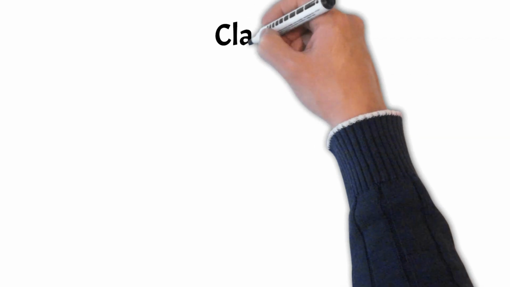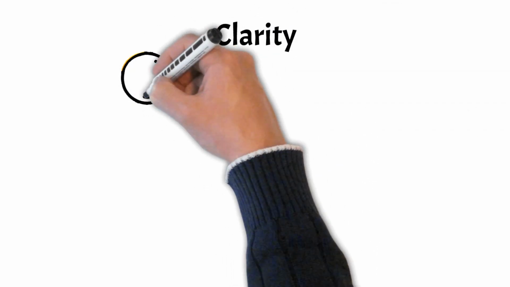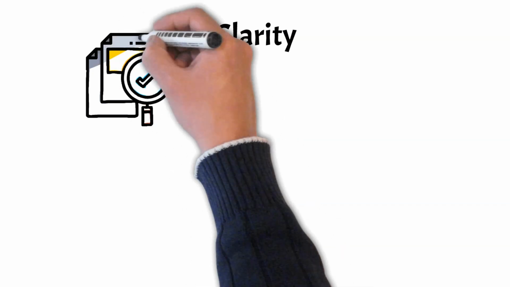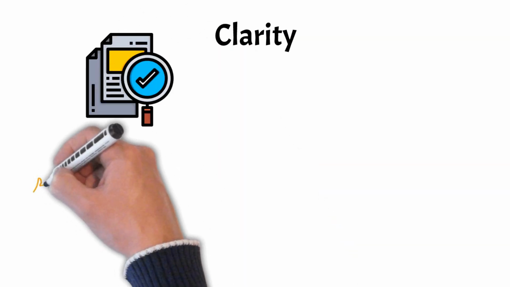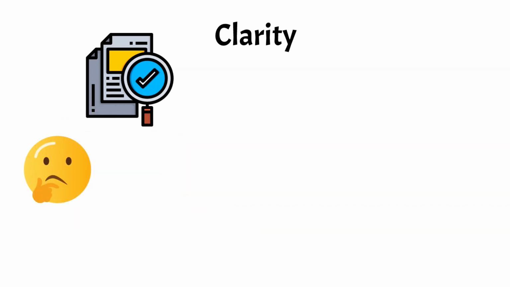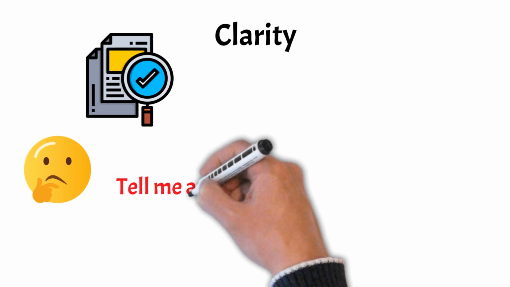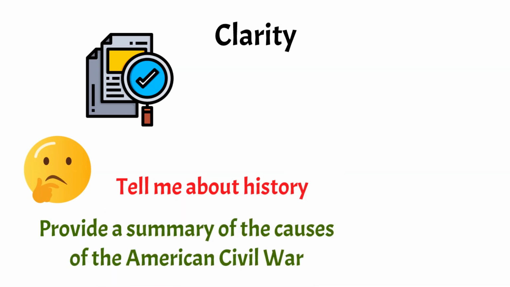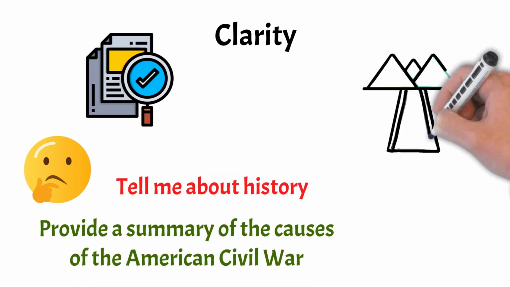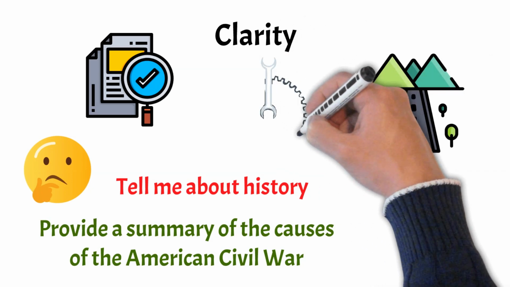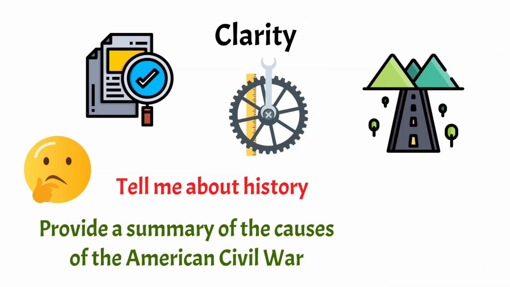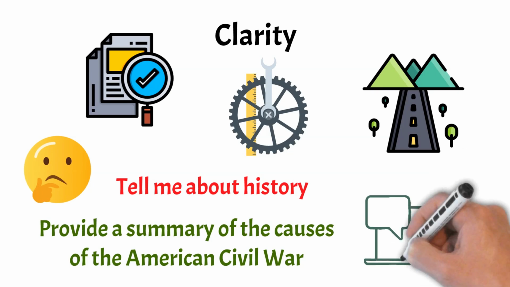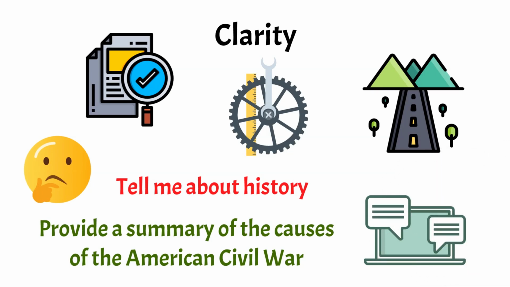Clarity in prompt engineering is fundamental for ensuring that AI systems accurately interpret and respond to user inputs. When prompts are clear, they eliminate ambiguity and leave little room for misinterpretation, which helps the AI generate precise and relevant outputs. For example, instead of saying, "Tell me about history," a clearer prompt would be, "Provide a summary of the causes of the American Civil War." By crafting prompts that are straightforward and unambiguous, users can enhance the efficiency of AI interactions, resulting in more reliable and useful responses. Clarity ensures that the AI understands exactly what is being asked, minimizing confusion and improving overall communication.